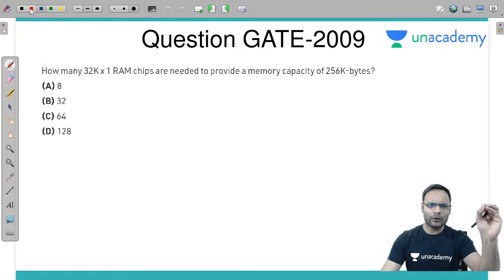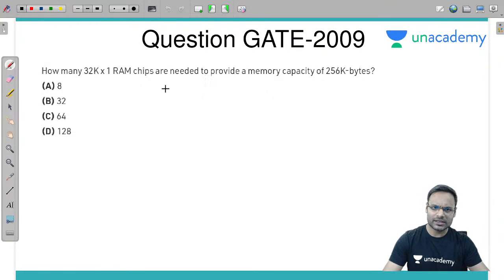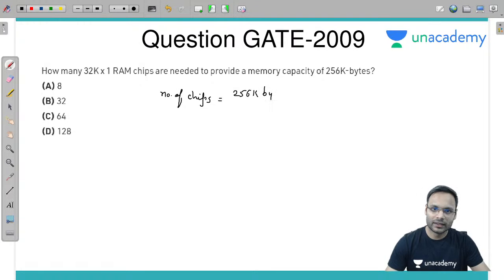So if you have solved such kind of questions, it's a very simple type of question in which the number of chips will be total capacity, 256 kilobytes, divided by one chip capacity, which is 32K cross 1.